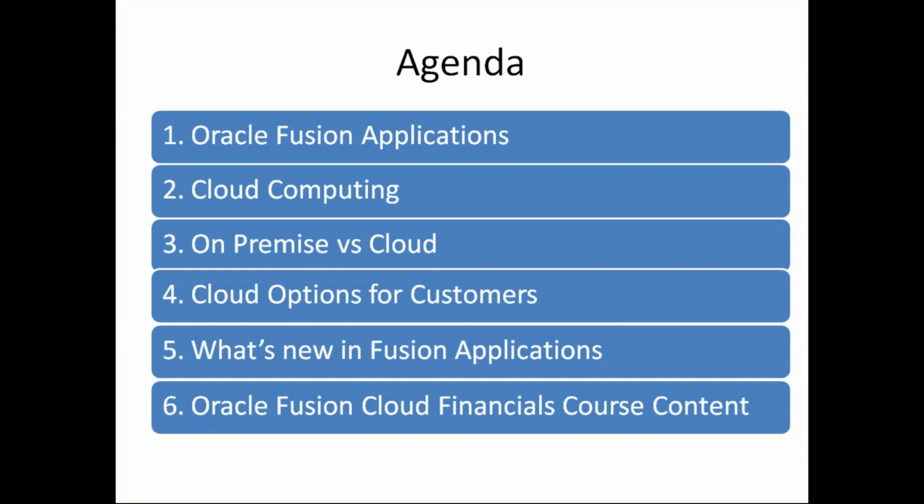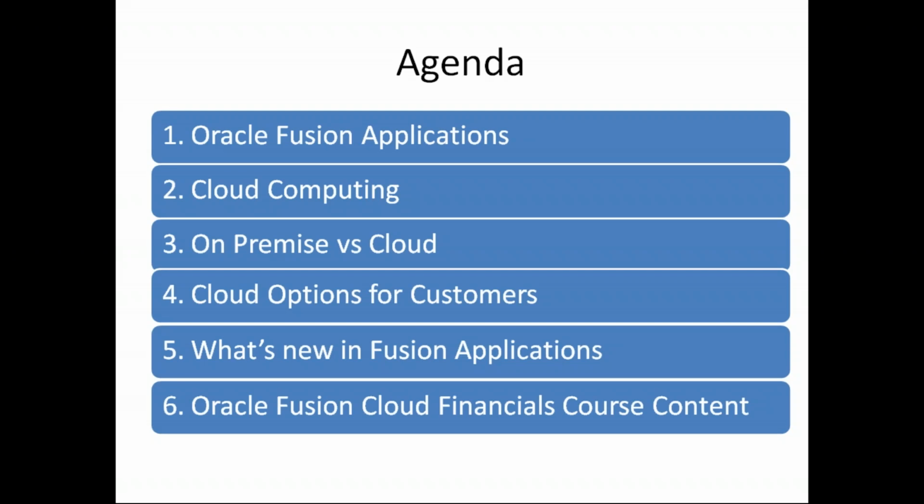And when you talk about the agenda for today's session, this is what we are going to discuss. First, we'll try to understand what is the meaning of fusion applications, and we'll touch base on the point of cloud computing. We'll go through a few differences between on-premise and cloud applications, or on-premise and cloud technology, how things will work from the client point of view primarily, or customer point of view, whatever you call, and what options are available for cloud customers, and what's new in the fusion applications.